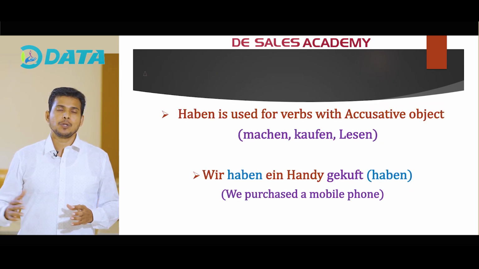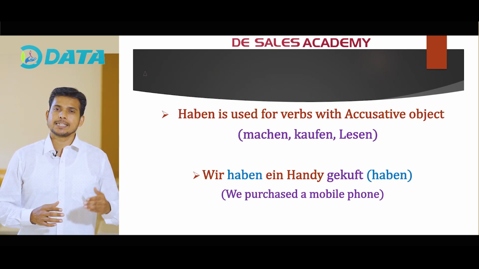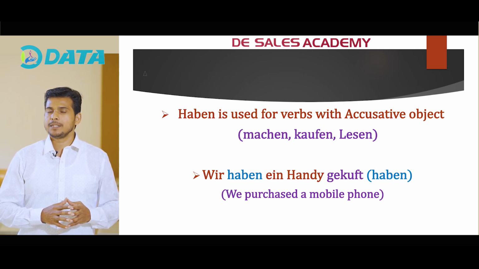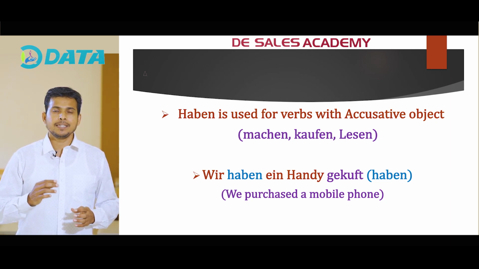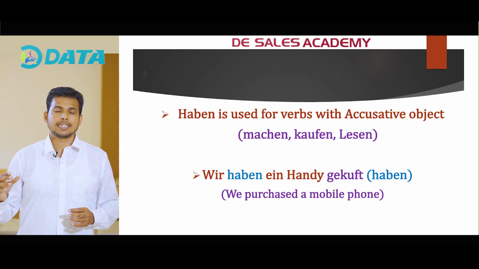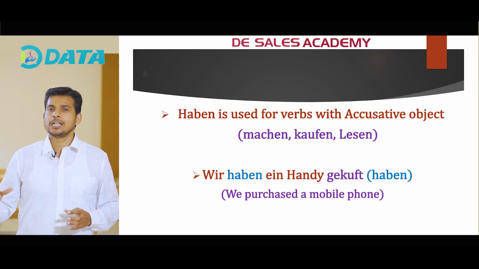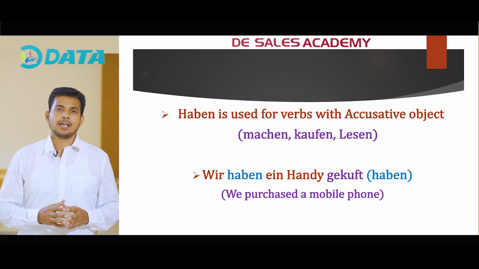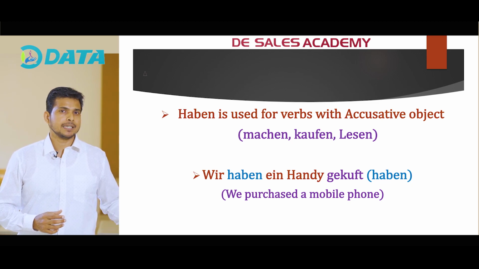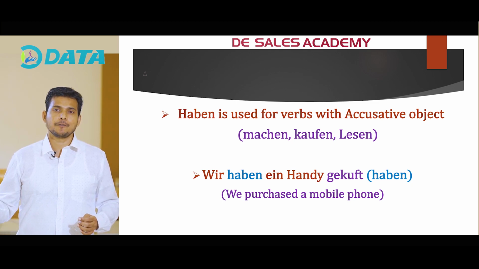Let's now look at the situations in which haben is used. Haben is used definitely with accusative verbs, or verbs which take an accusative object, like machen, kaufen, lesen, etc. Wir haben ein Handy gekauft.